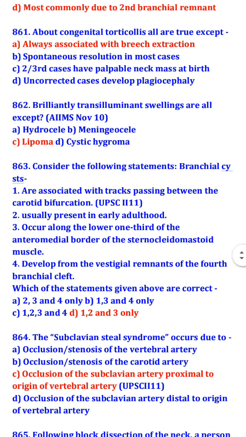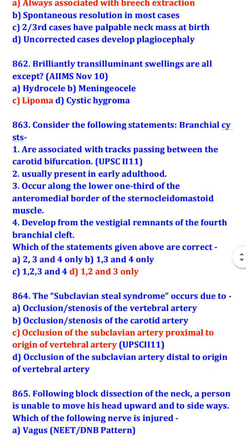Consider the following statements about branchial cyst and which are correct. They are associated with a tract passing between the carotid bifurcation, usually present in early adulthood and occur along the lower one-third of the anteromedial border of the sternocleidomastoid muscle.